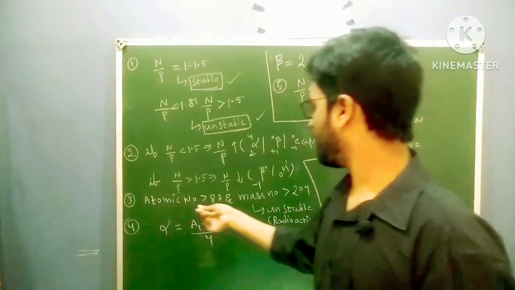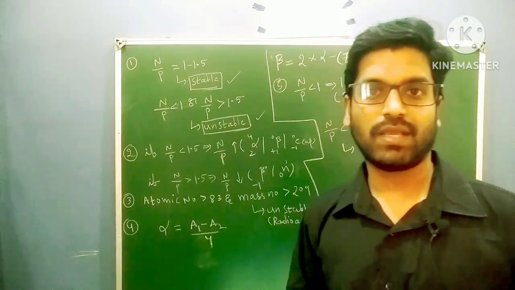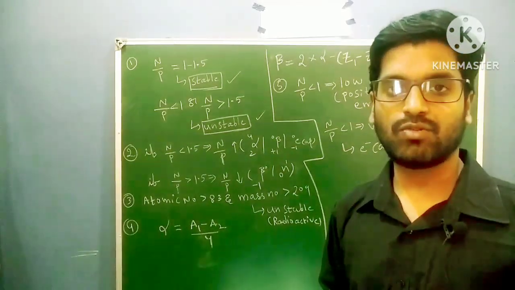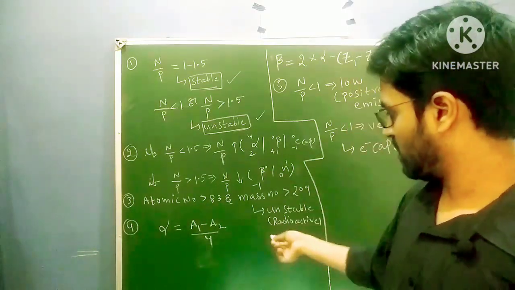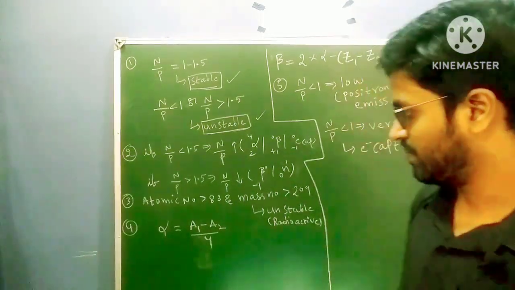Third point: atomic number greater than 83 and mass number greater than 209. If the atomic number of any nuclei you take is greater than 83 and its mass number is greater than 209, that nuclei is very unstable, and that nuclei will be called a radioactive nuclei.